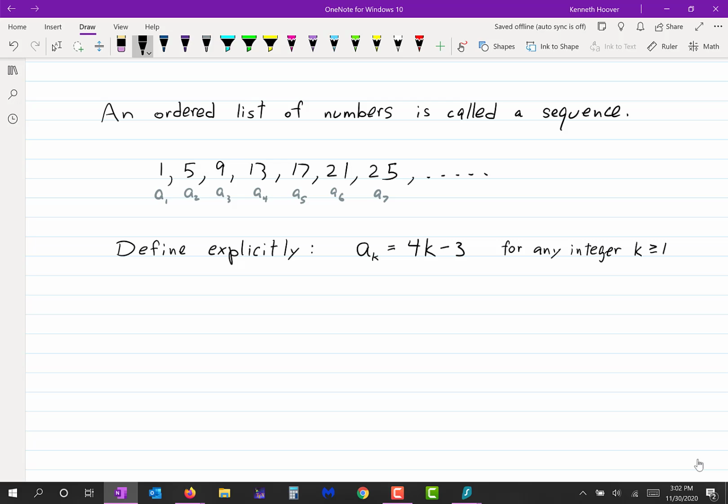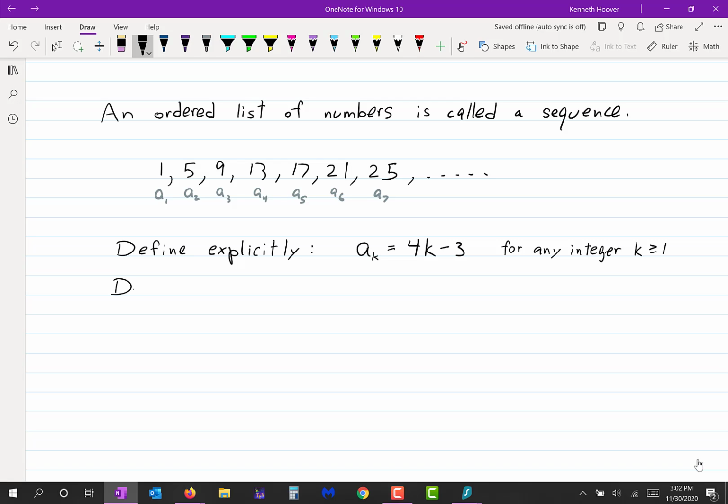4 times 1 minus 3 is 4 minus 3, which is 1. 4 times 2 minus 3 is 8 minus 3, which is 5. 4 times 3 minus 3 is 12 minus 3, which is 9, and so on and so on, okay?